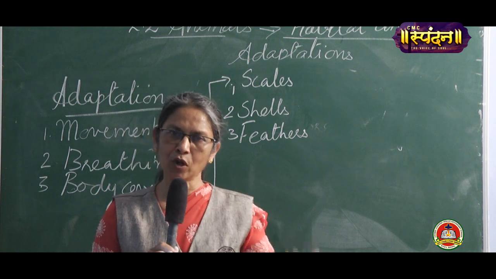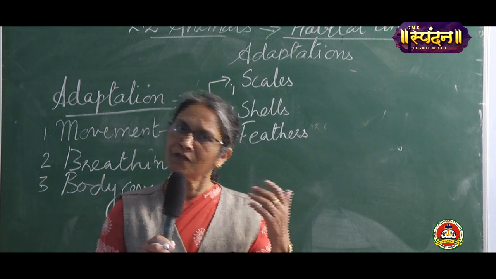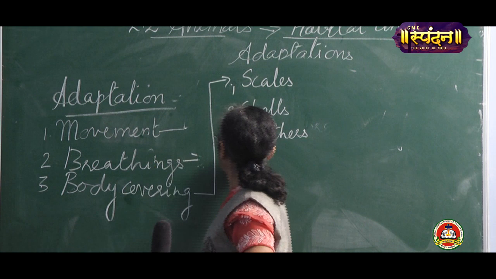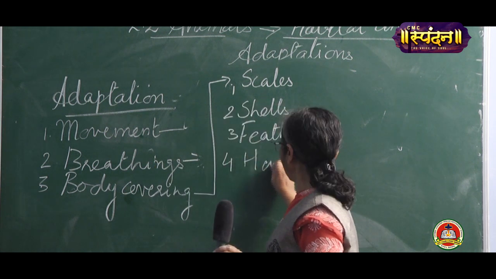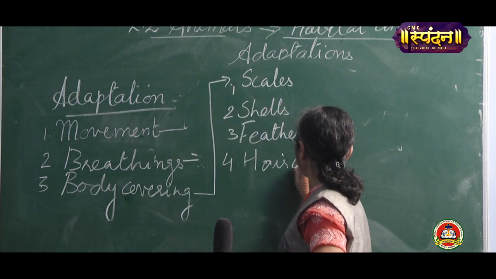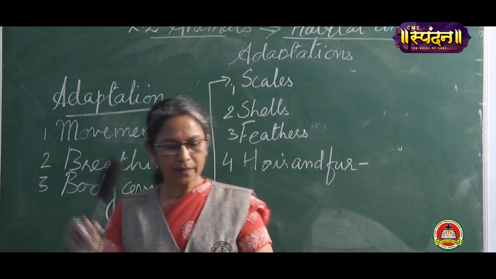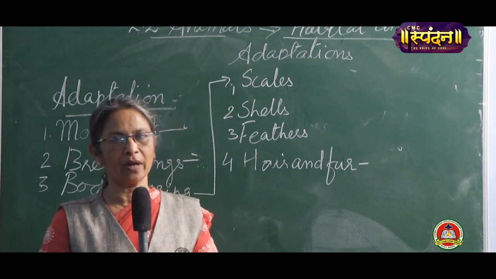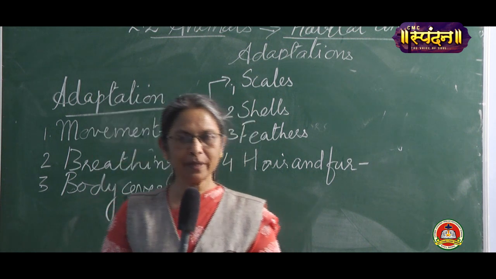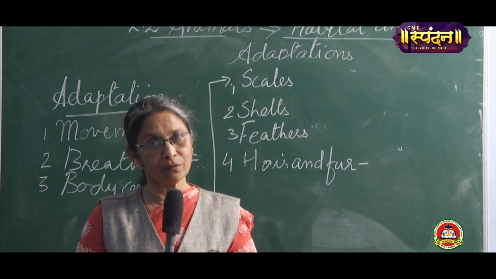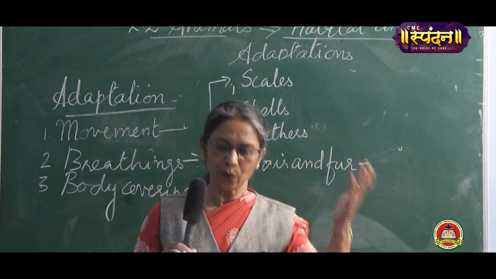They keep them warm also, and they help them to fly. Then the fourth one is hair and fur. In this, children, sheep and bears have hair and thick fur, which help their body to keep themselves warm from the harsh weather.